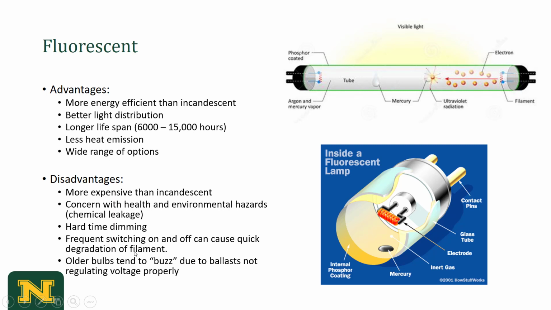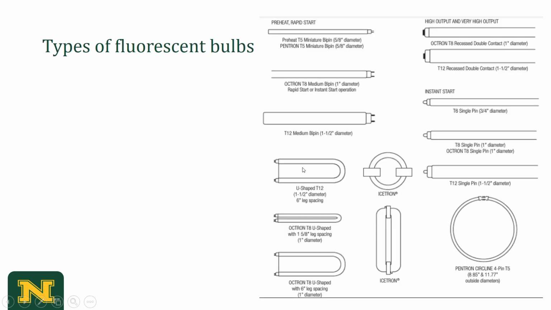Frequent switching on and off can cause quick degradation of the filament at the very end, on the contact pins and the electrode. And older bulbs tend to buzz due to the ballast not regulating voltage properly. So the ballast is what's controlling how much energy is coming in. Different types of fluorescent bulbs, I'll let you guys go through that as well.